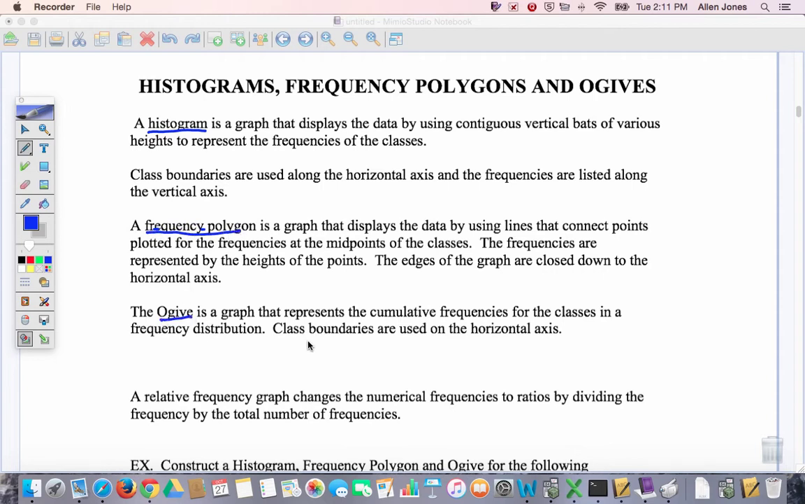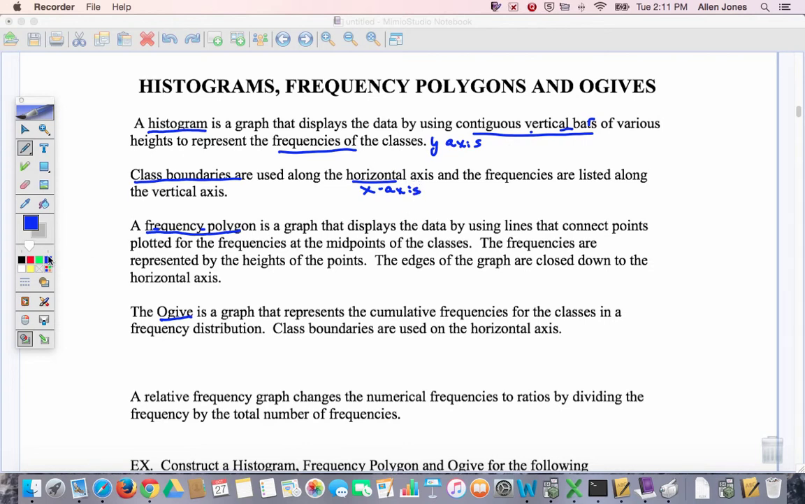Histogram basically has two characteristics that set it aside from the other two. Number one, it is a bar graph. So this should be bars, not bats. So contiguous vertical bars to represent the frequencies of each class. So our frequencies will be along the y-axis. And the other characteristic, besides it being a bar graph, is that along our x-axis, or the horizontal axis, we will use the class boundaries. So those are our two characteristics here. Bar graph uses the class boundaries.